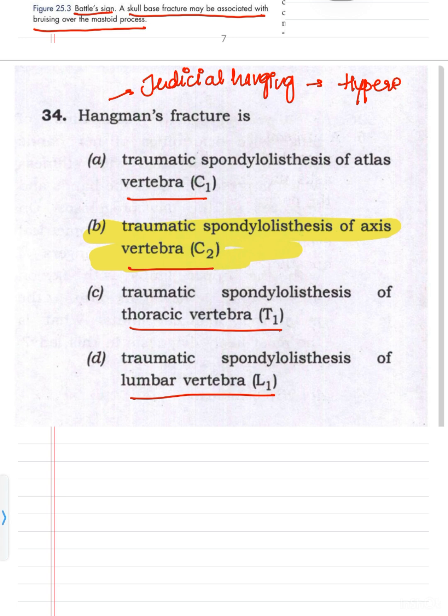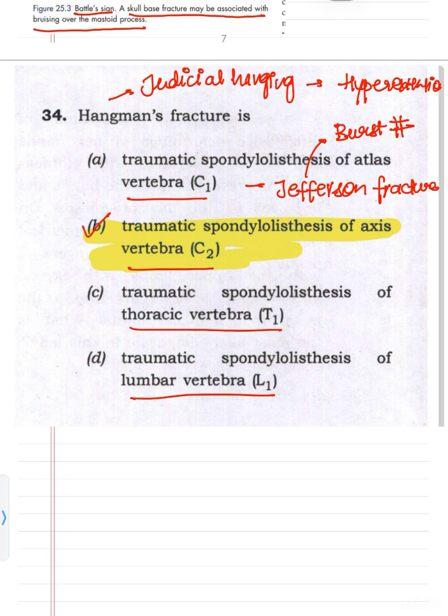Hyperextension injury. But this is not exclusively seen in judicial hanging. This can be seen in road traffic accidents, diving injuries, falls. So B is the correct answer. Option A is C1. C1 is atlas, C2 is axis. C1's fracture is known as the Jefferson fracture. But this is not spondylolisthesis. This is a burst fracture of the atlas C1 due to axial loading. So C1's fracture is Jefferson fracture.